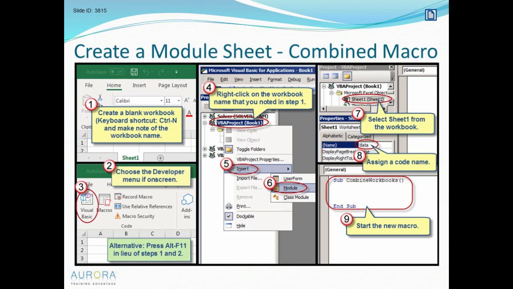Now we are going to set a property here. We're going to make a little different use of that properties window. And what we're going to do for step 7 is we're going to click on the first sheet in our workbook. So you may have to expand the Microsoft Excel objects folder for that given VBA project. Click once on that sheet, and in the properties name, assign what's called a code name. So in this case, we're going to refer to that sheet as data.